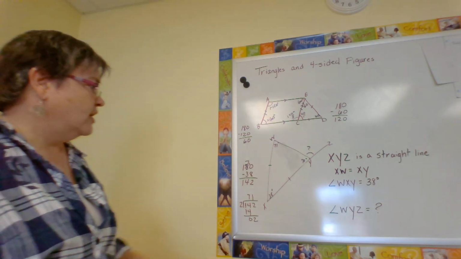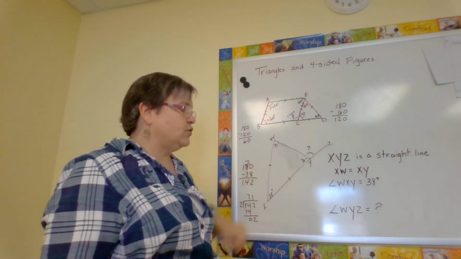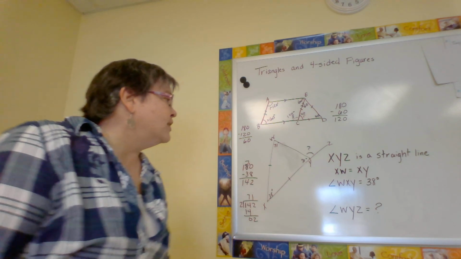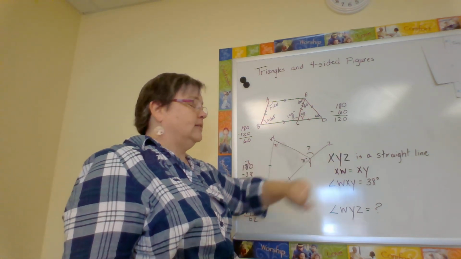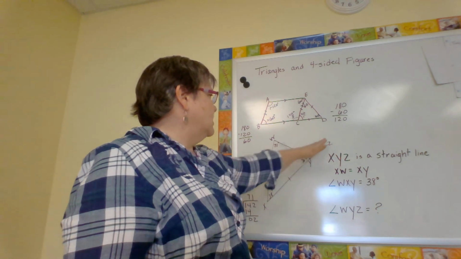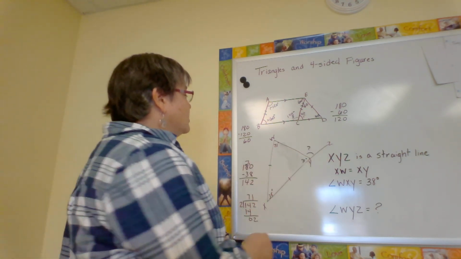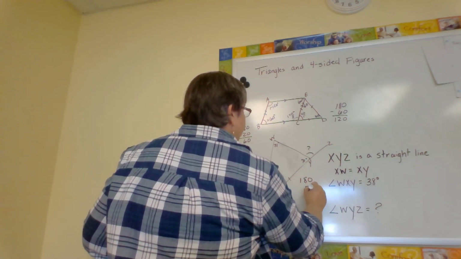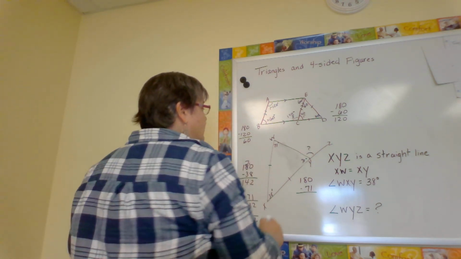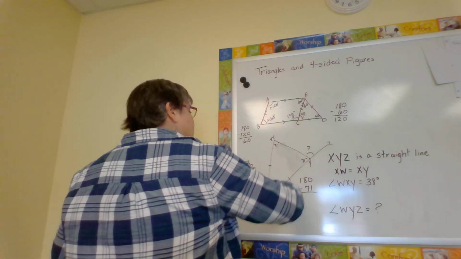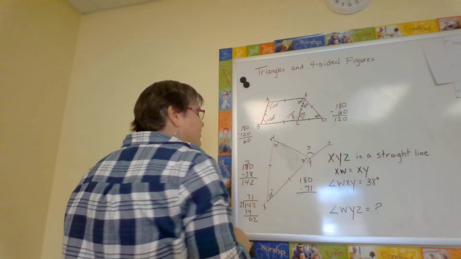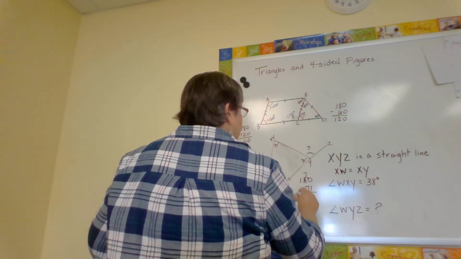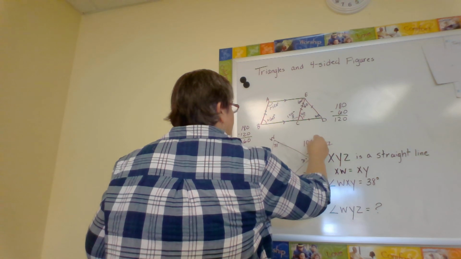Now that I have the angles of my triangle, I can find this missing angle. If XYZ is a straight line, and I know it is, and this is extending from this triangle, I can subtract 71 from 180, and I can get this missing angle. Because this is a straight line, these two angles together have to equal 180. So when I do that, I get 109.